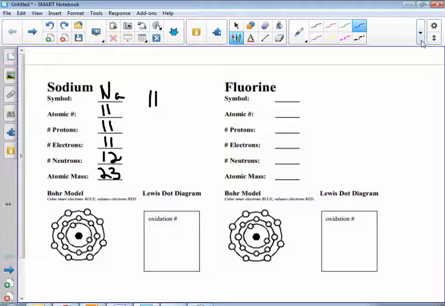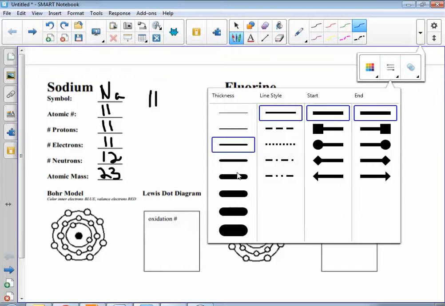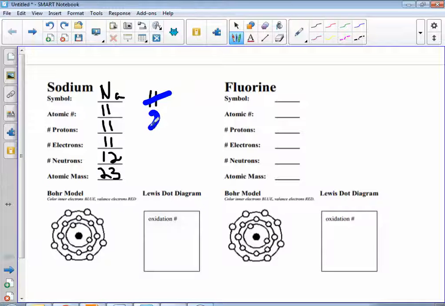So I'm going to switch to blue and make my cursor a little bit bigger. And then what I'm going to do is I'm going to cross off the first two, and that 2 is going to become a 9, because I'm going to go 1, 2. I've placed the first 2 electrons from the 11. I have 9 left over. I can fit 8 in the second shell. So I go 1, 2, 3, 4, 5, 6, 7, 8.